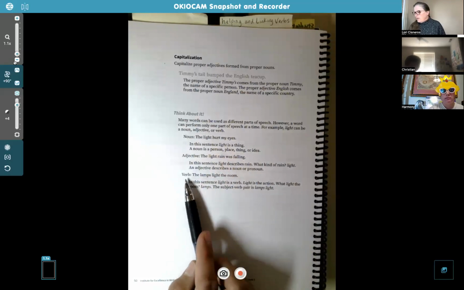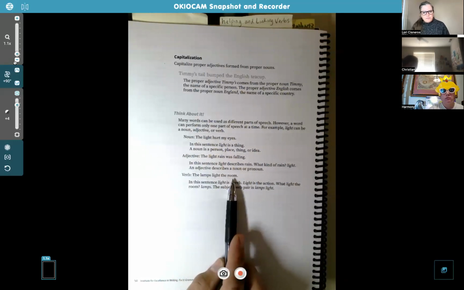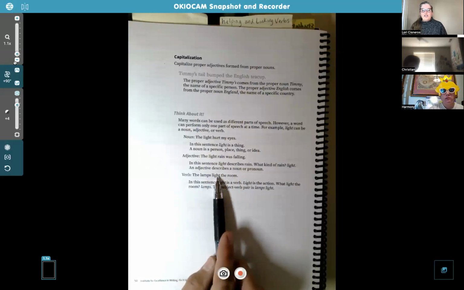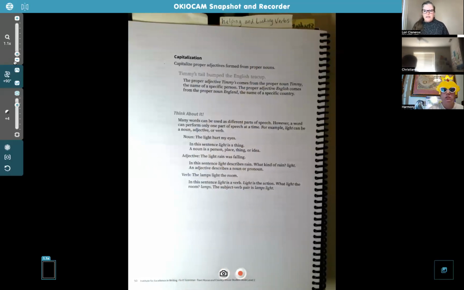It's an adjective. And then here it's used as a verb. The lamps light the room. So your noun is lamps. And here it's saying what it's doing. It's lighting the room. That's a verb. It's an action. So the lamps light the room. So that word light is an example. There's lots more. But depending on how it's used in the sentence will tell you what kind of part of speech it is. Sometimes it's a noun or an adjective or a verb. So keep that in mind. Just as you're reading, notice that about different words.